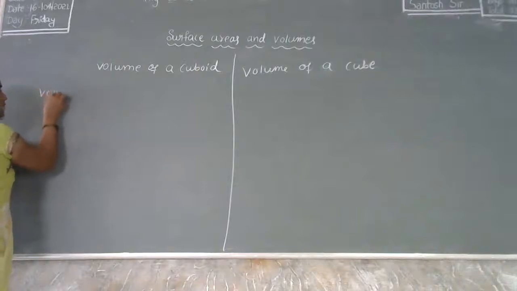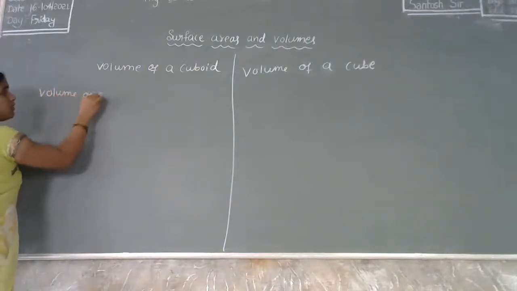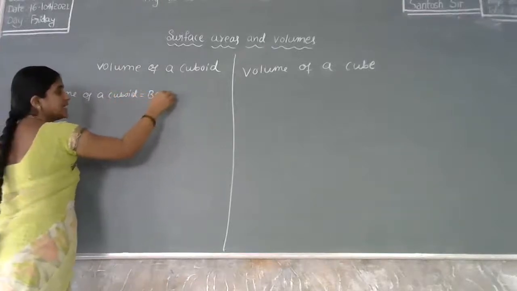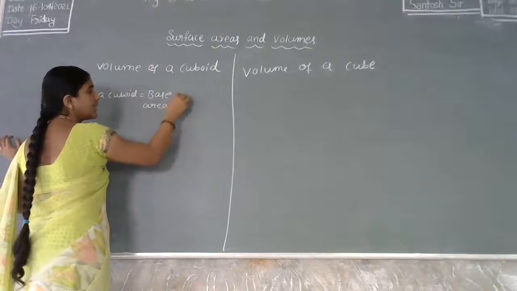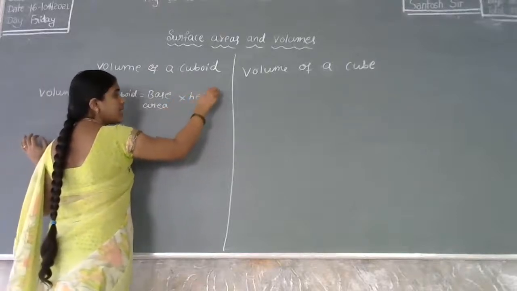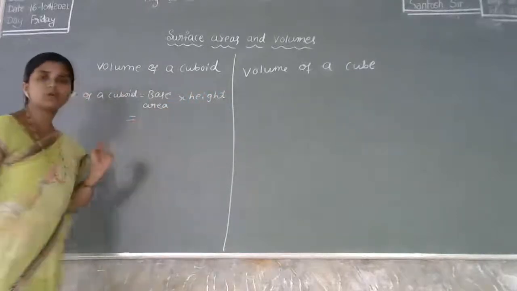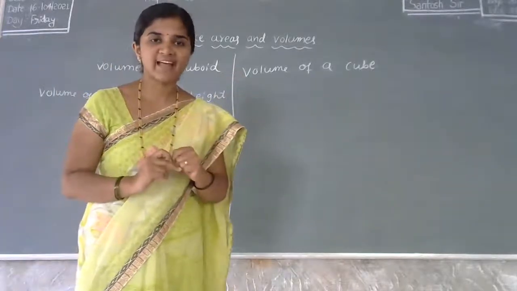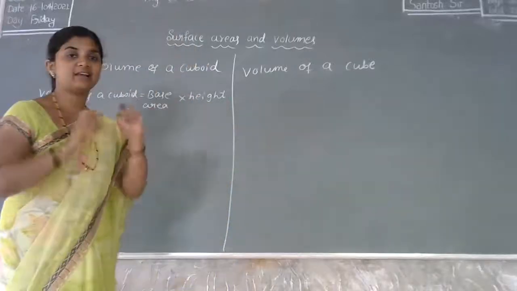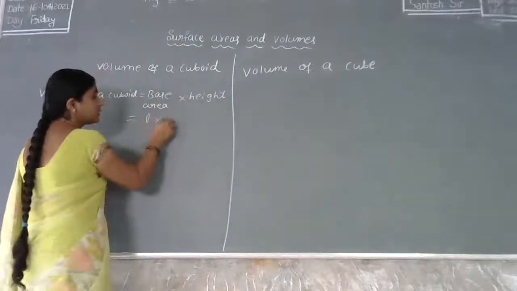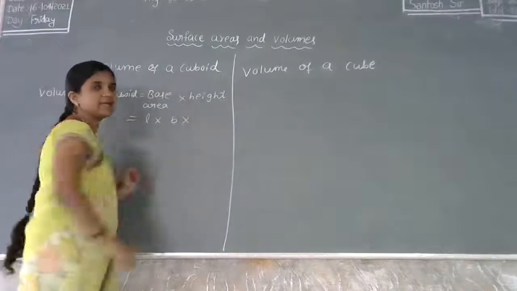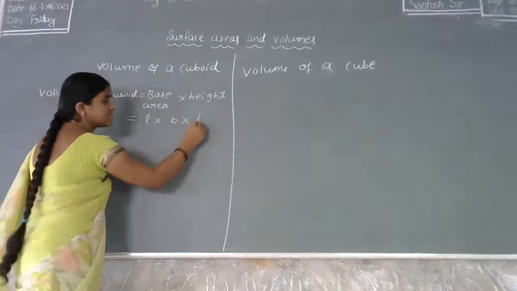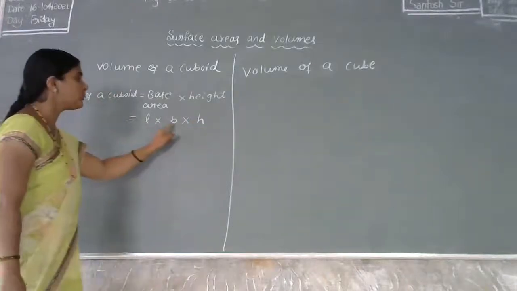Let us derive the formula once again. Volume of a cuboid is equal to base area into height. You all know the cuboid shape, right? What is the base area? The base is in the shape of a rectangle. You all know the rectangle area is L into B, into height. Height is represented by the letter H. So L into B into H.